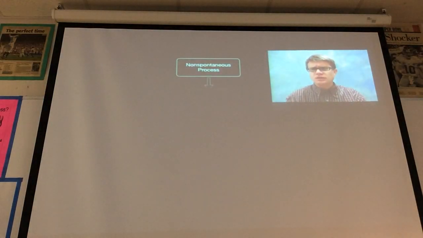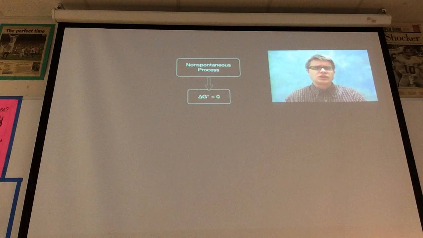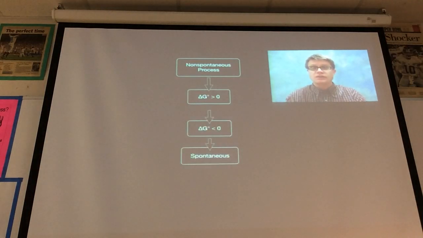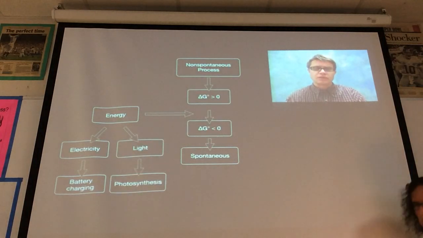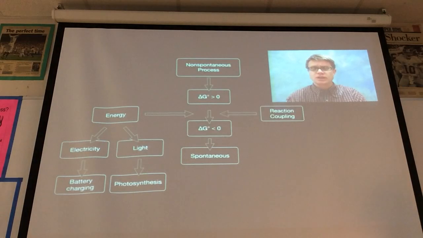So again, in a non-spontaneous process, our delta G is a positive value. So our goal is to make it a negative value. In other words, make this spontaneous. We can do that in one of two ways. We can take energy in from the surroundings. So for example, if we use electricity, like when we're charging a battery, then we can change that delta G to a negative value. Likewise, if we were to take in light, for example, in photosynthesis, we can turn that upside down as well. We can also couple it to another reaction or to another process.